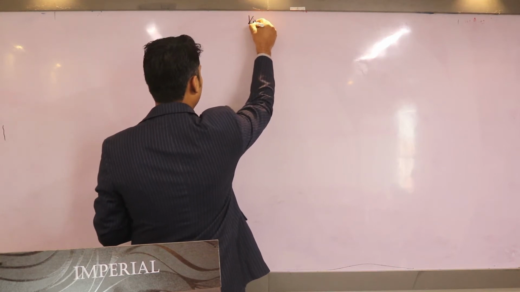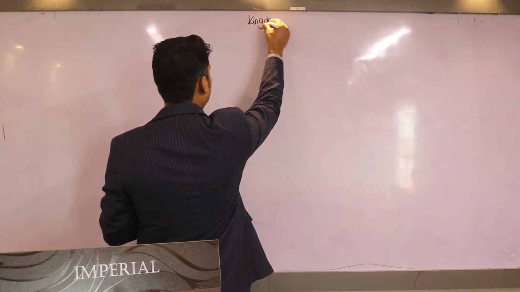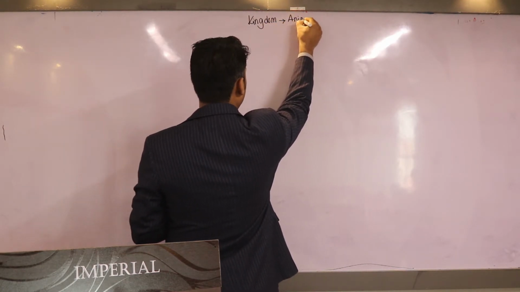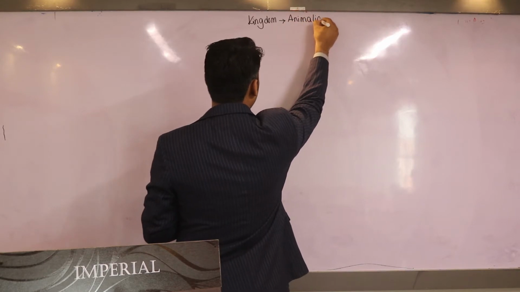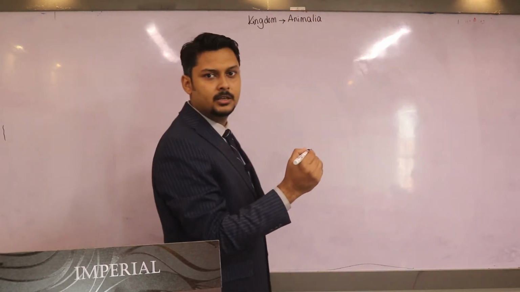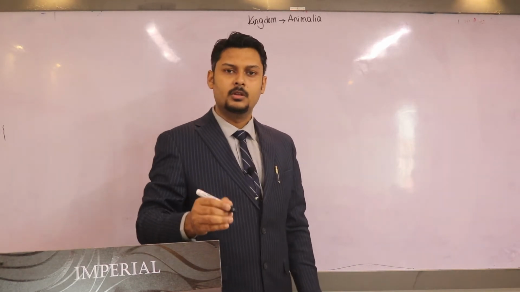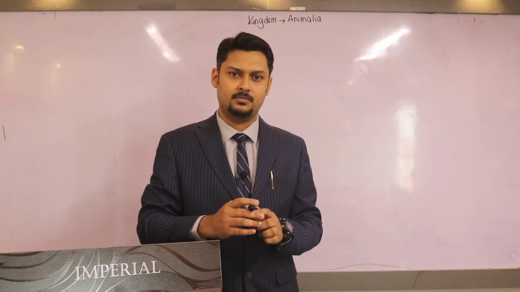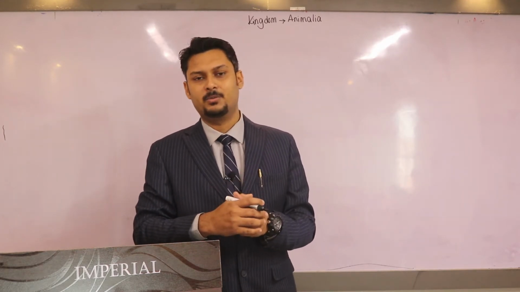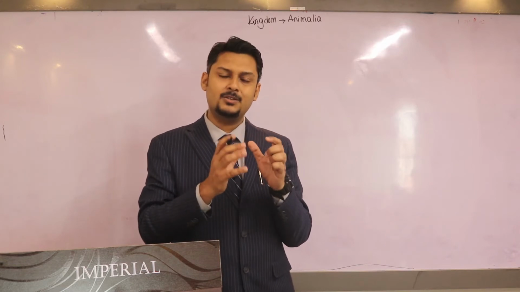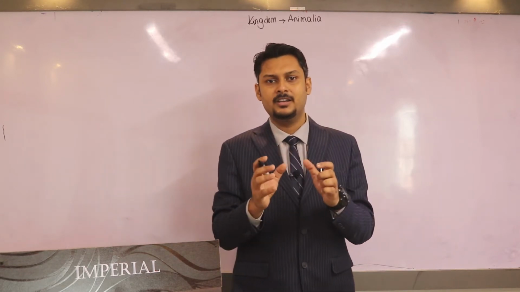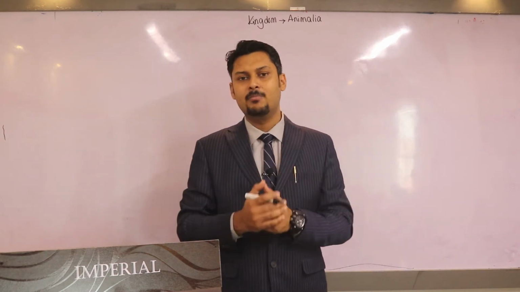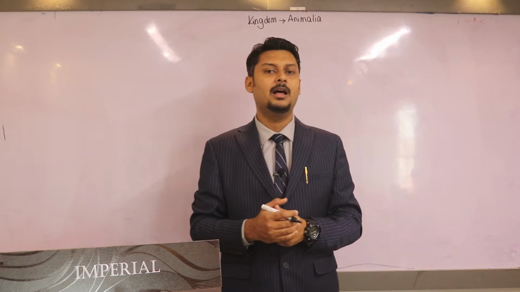Kingdom Animalia. As you know, the process of classification, the process of taxonomy and systematics, on the basis of some character, we divide or classify the group of organism. So on the same pattern, we will divide the animal kingdom.